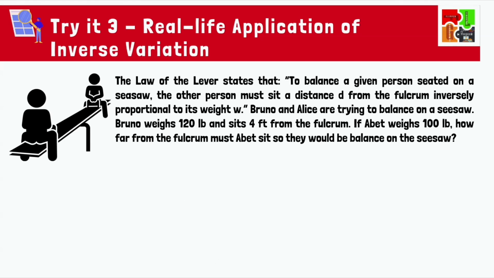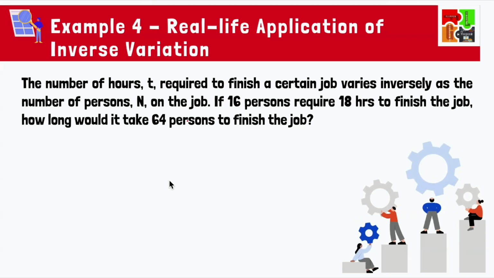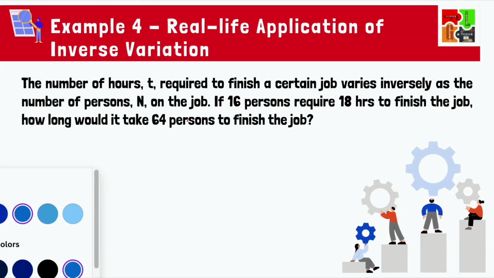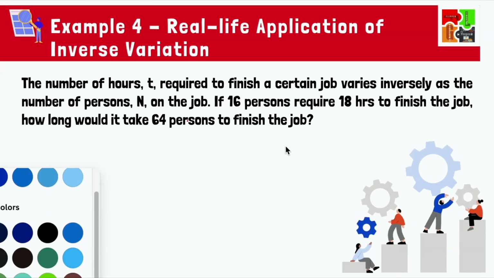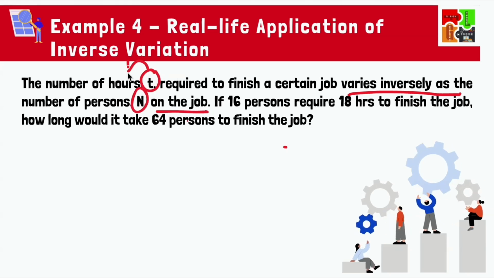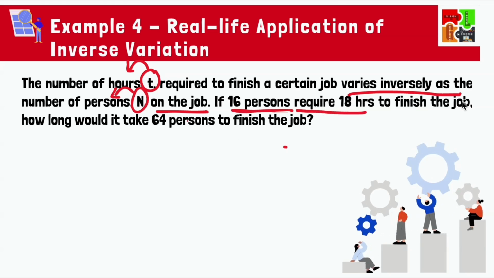Okay, let's have the final problem for this particular topic. The number of hours, T, required to finish a job varies inversely as the number of persons, N, on the job. So, T is the number of hours, N is the number of persons working. If 16 persons require 18 hours, how long would it take 64 persons to finish the job?